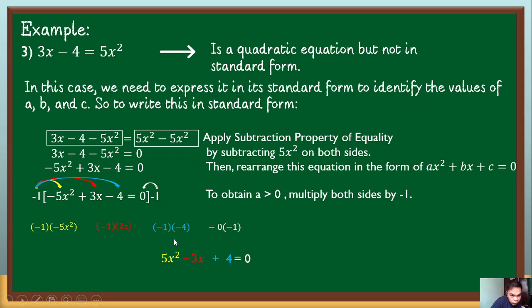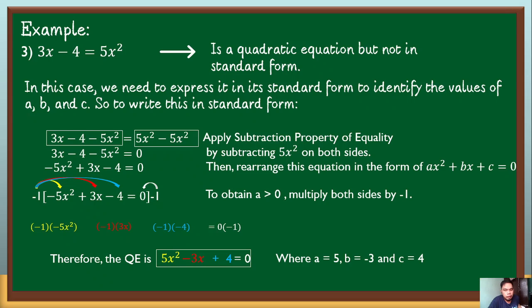So therefore, the standard form of 3x minus 4 equals 5x squared is 5x squared minus 3x plus 4 equals 0, where a is equal to 5, b is equal to negative 3, and c is equal to 4.